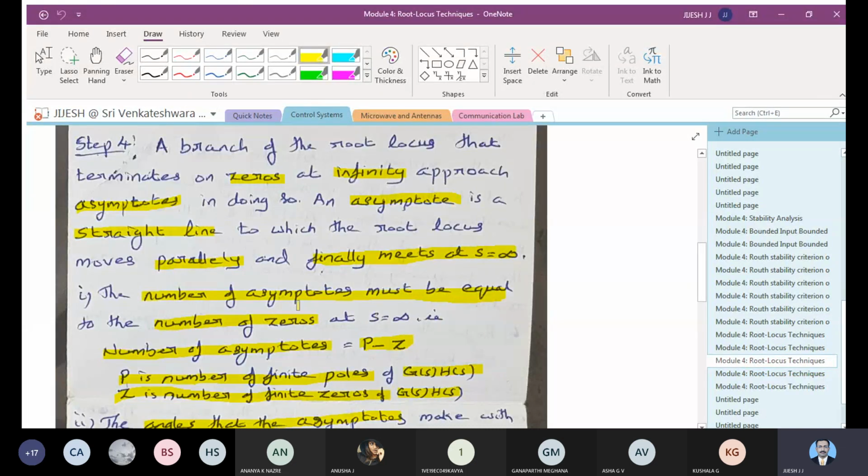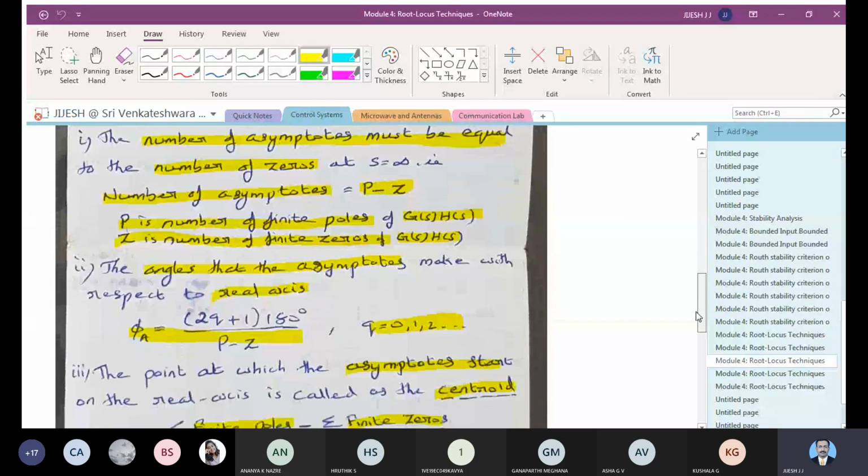Okay. So there are a few equations, three equations we have seen here. The number of asymptotes, how many asymptotes have to be drawn, can be decided by finding out P minus Z. P is the number of finite poles, and Z is the number of finite zeros.